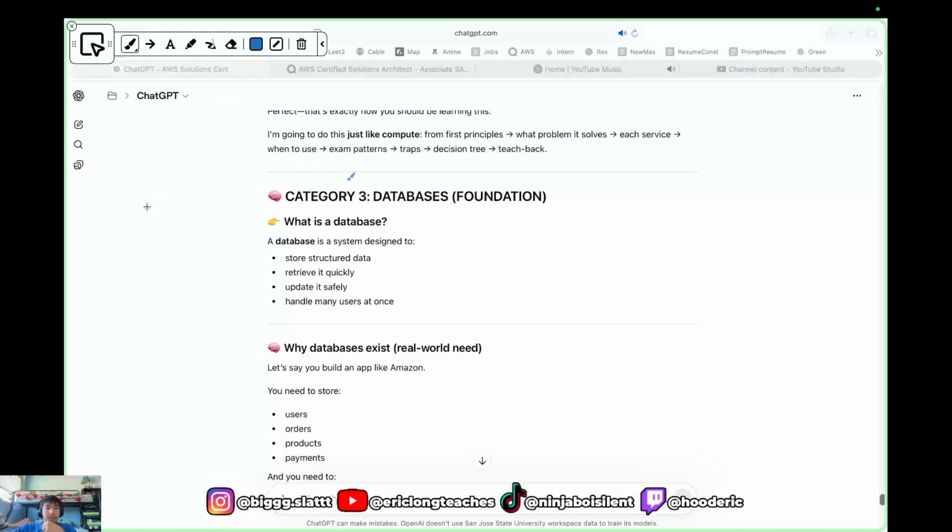Let's see. What is a database, right? Okay, so a database is a place where we could store our structured data. We could retrieve it quickly and update it safely. And it can handle many users at once. So let's go ahead and scroll down.